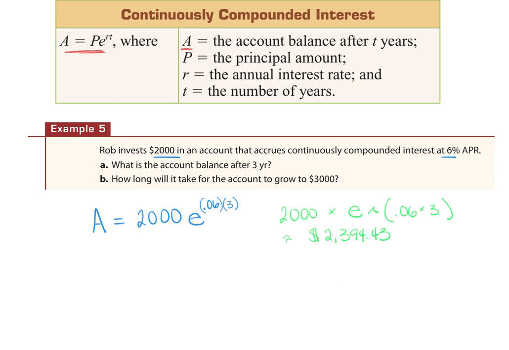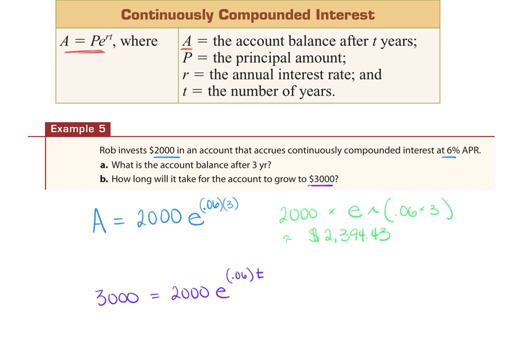They're not actually asking for what it will be. They're actually telling you what they want it to be. So in this next part of this question, they have actually given us the A. The amount of the account balance will be $3,000. We're still starting with 2,000. Our base is e. We still have an interest rate of 6%, but now all of a sudden we're looking for time. So anytime what you're looking for is in the exponent position, you're going to use logs, okay?